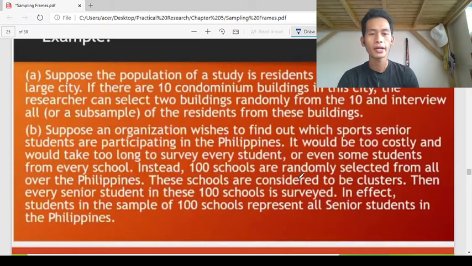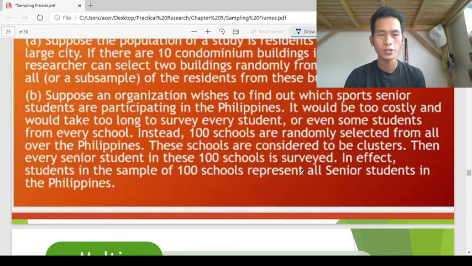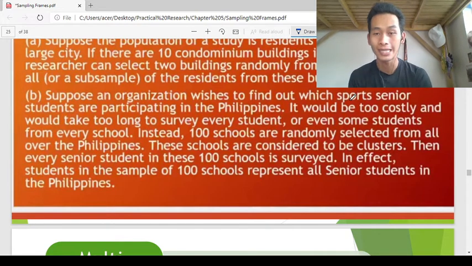Next, suppose an organization wishes to find out which sports senior students are participating in in the Philippines. Take note, large area, Philippines. It would be too costly and would take too long to survey every student or even some students from every school. Instead, 100 schools are randomly selected. Instead of interviewing all the students or all schools, you selected only 100 schools. These 100 schools randomly selected from all over the Philippines are considered to be clusters.